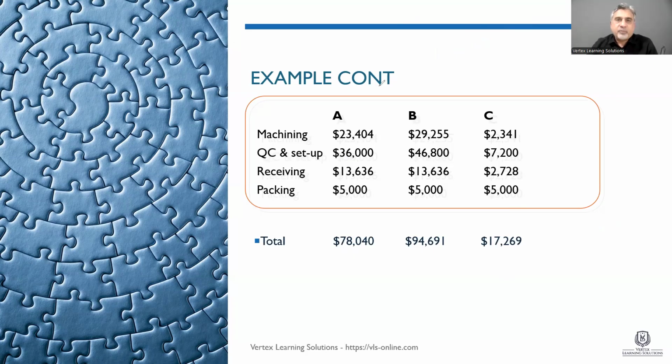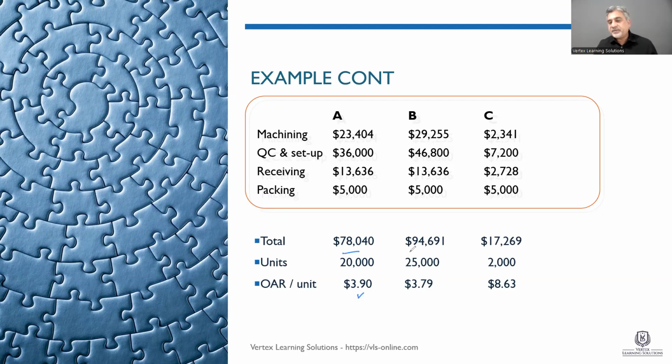Now, this is the total overhead. This is not overhead for one unit. This is overhead for the total units, all units of A, all units of B and C. And now we want to see what is the cost or overhead per unit of A. So what is the production of A, if you remember? We produced 20,000 units of A, 25,000 units of B and 2,000 units of C. So we divide these numbers and we get 3.90 OAR, overhead absorption rate. So for every unit of A, I should give 3.90 overhead because I just divided these numbers, okay? You divide these numbers, 3.79 and 8.63.